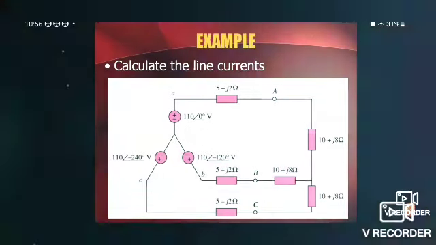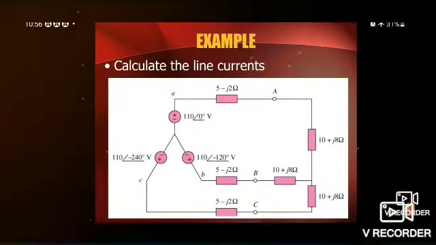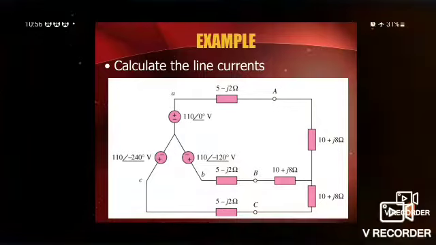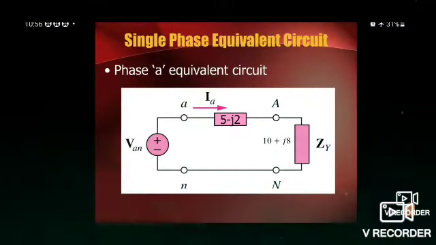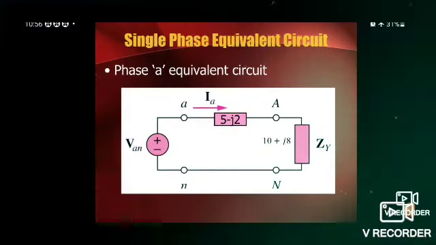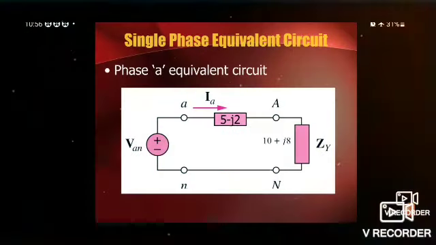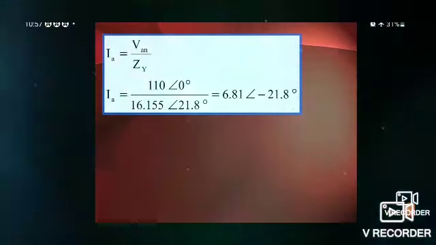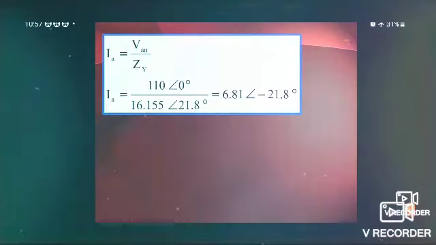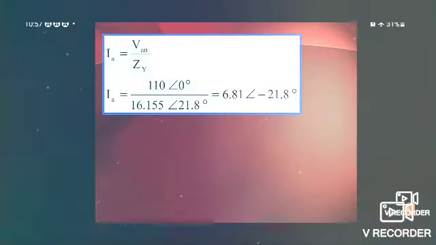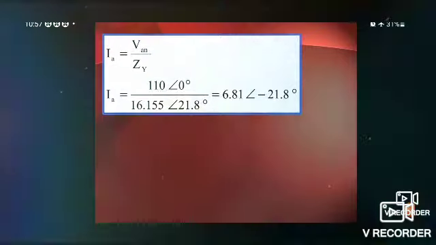See the diagram in which we calculate the line current. All the loads are 5 minus j2 ohms and the voltage is 110 with angle 0 degrees, that is, magnitude is 110. Now see the phase A equivalent circuit, that is VAN, the phase voltage. The phase impedance is 5 minus j2 in series with the line impedance ZL of 10 plus j8. So the answer is IA, that is VAN by ZY. IA is 110 with angle 0 degrees divided by ZY, which is 16.155 with angle 21.8 degrees.